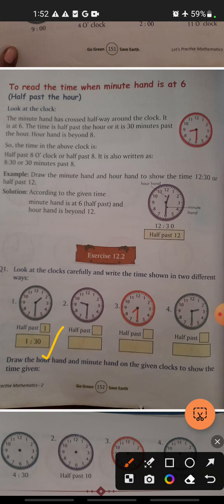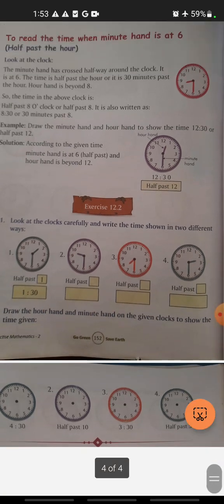In this clock our hour hand is beyond 9 and our minute hand is at 6, it means that our minute hand has covered 30 minutes past. So this clock shows half past 9 and we have to write it as 9 double dot 30. Hopefully all of you understand how to read and write the time that is shown by the clock.